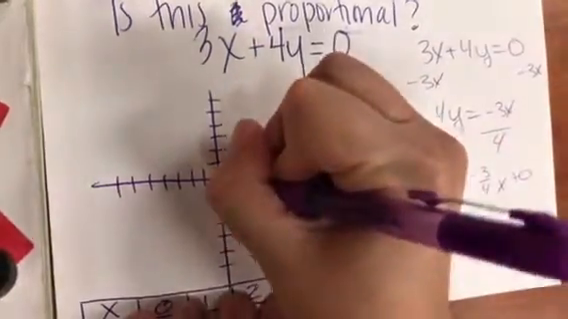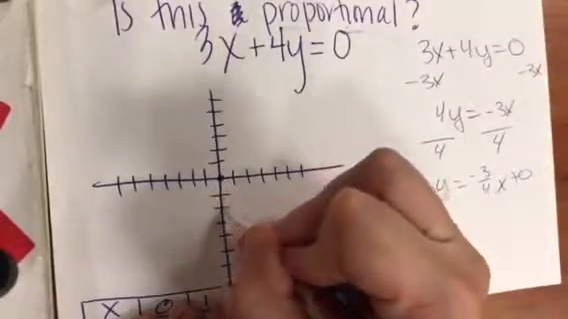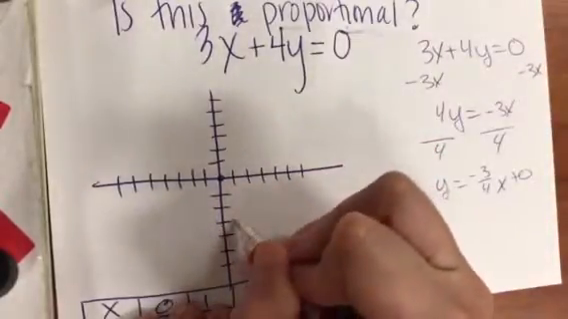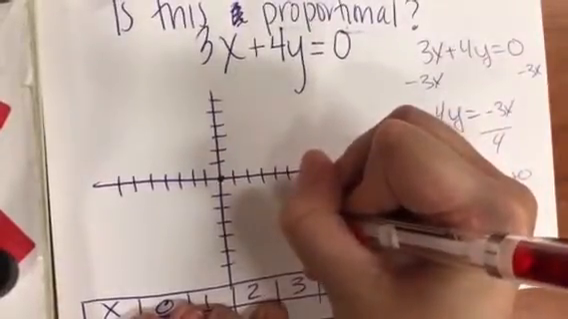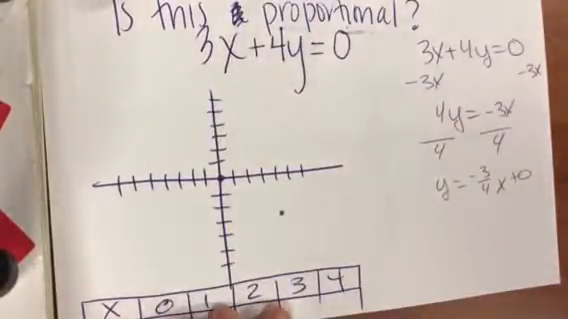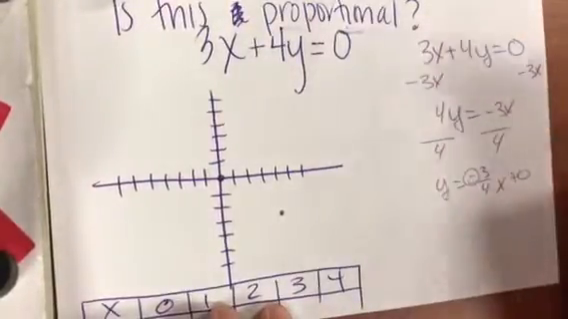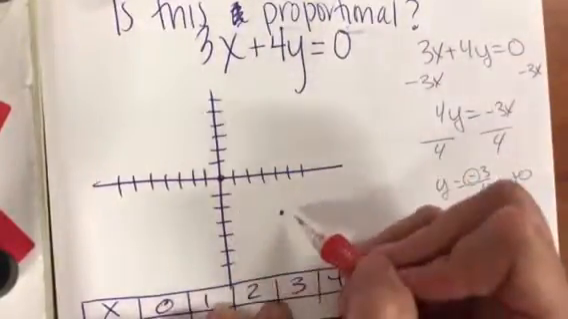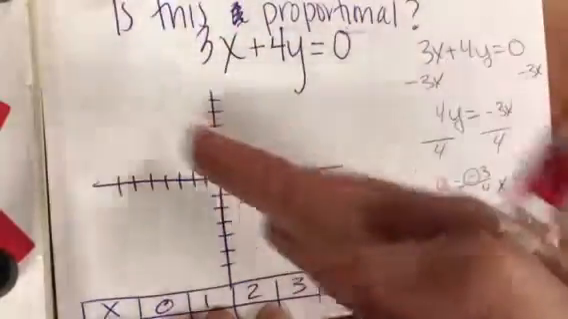So we know it goes through 0. I'm going to go down 3: 1, 2, 3, over 4: 1, 2, 3, 4. One thing I talk about in my classes: the negative here, I know you guys know that means down and then over this way, but I also think about that slope. It's going to have to go this way.